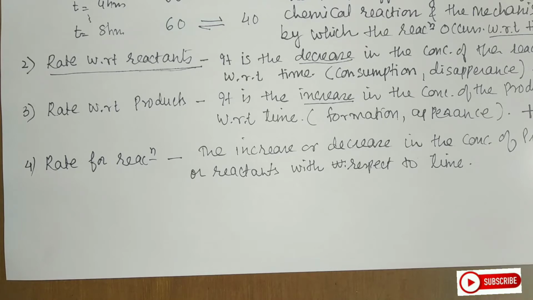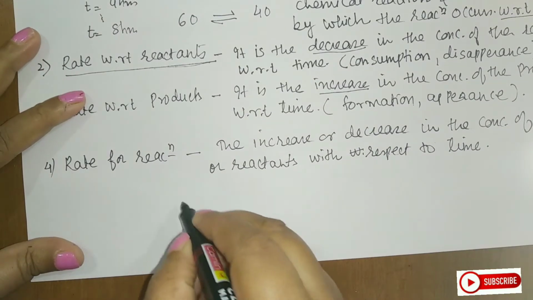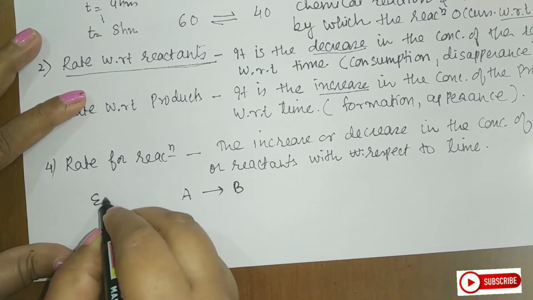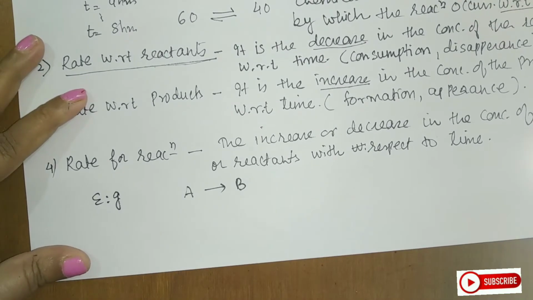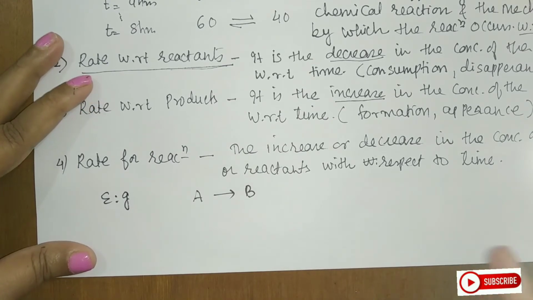We usually prefer slow reactions if we want to really understand the mechanism properly, and therefore let us take some of the examples and see how to write the rates for those reactants. So let us go for the examples. Here I am considering a reaction where A goes to B. So this is an example. Now students, I will write the same for the reactant, for the product, and in general for the reaction.